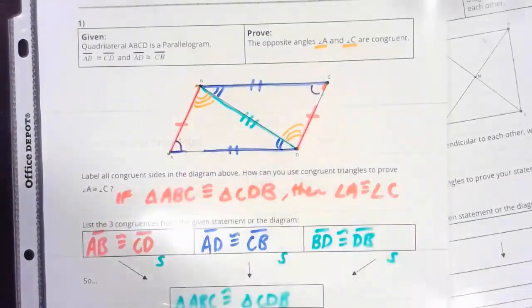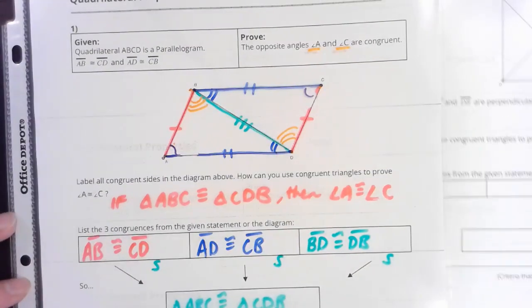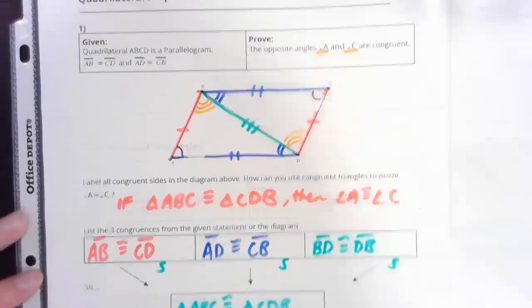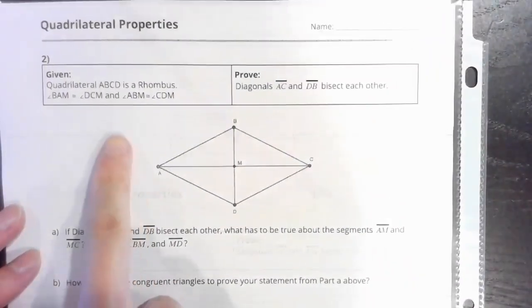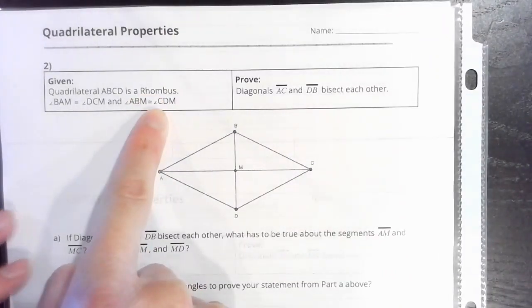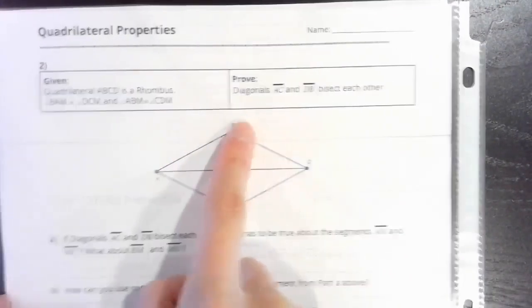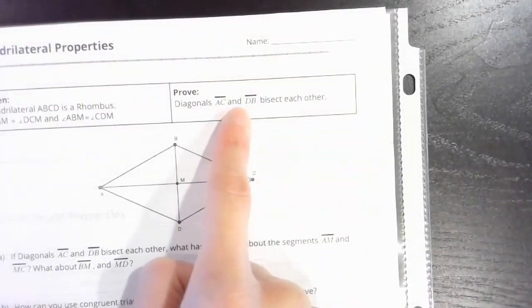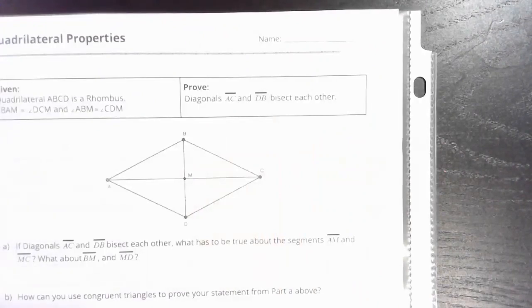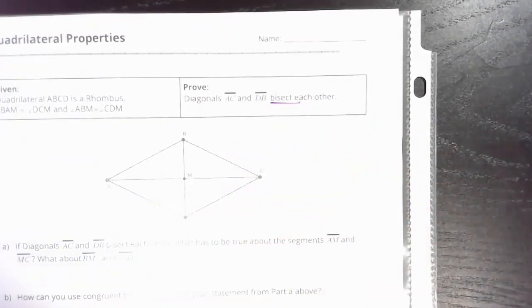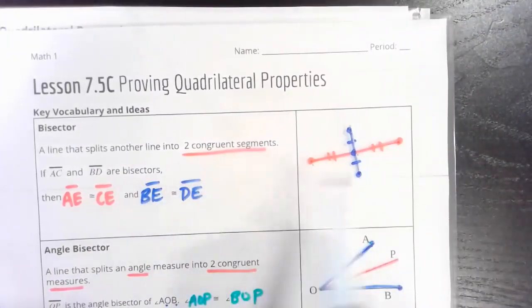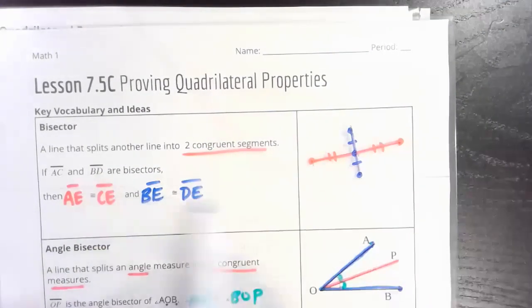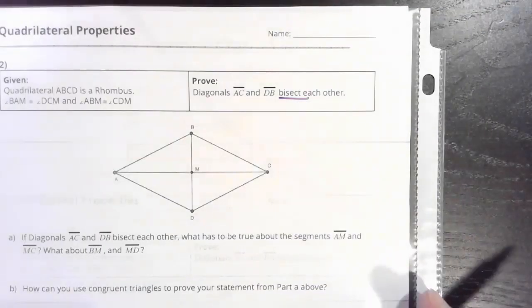Okay, I will quickly go over some things in problem 2 and problem 3 that are helpful for you. So in problem 2, it's over here. It's telling us that this is a rhombus. And then what it's asking to prove is that diagonals AC and DB bisect each other. So since we're talking about two lines bisecting each other, remember, you can go back to our diagram and our definition for bisectors, and this is going to help you out for number 2.